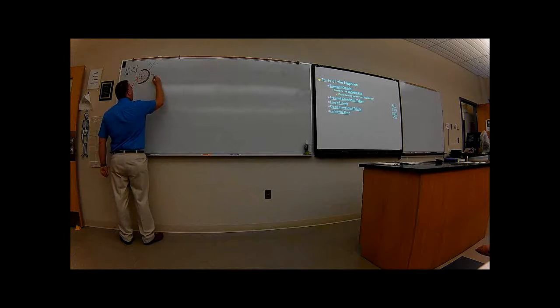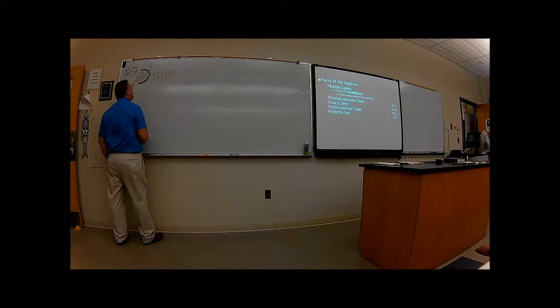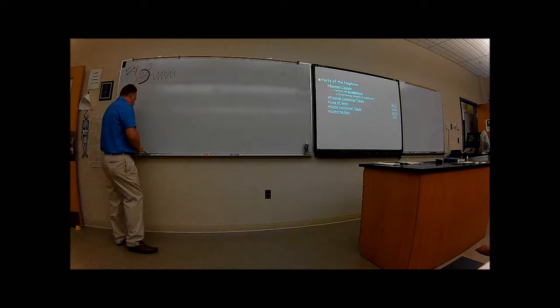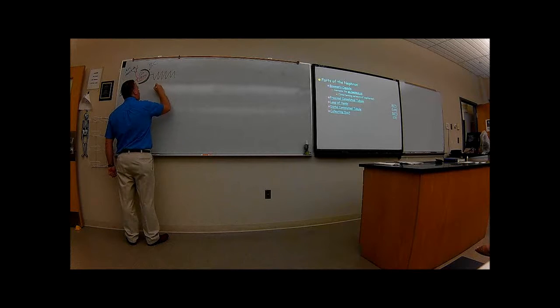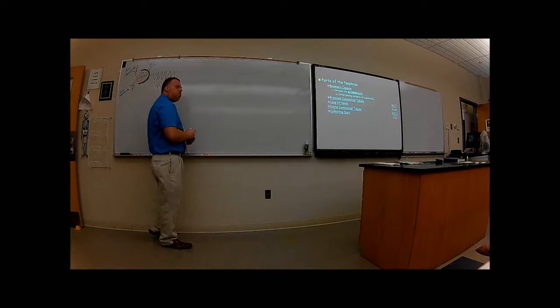Now, the next part of this nephron kind of goes like this. This is called the proximal convoluted tubule, or PCT.